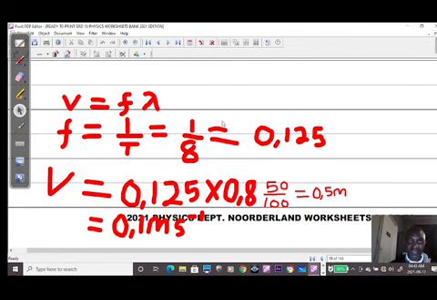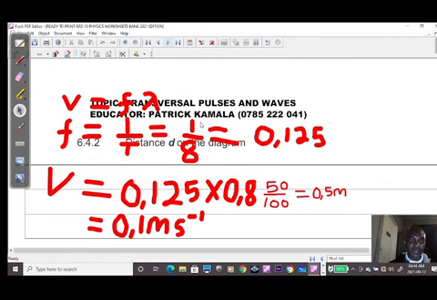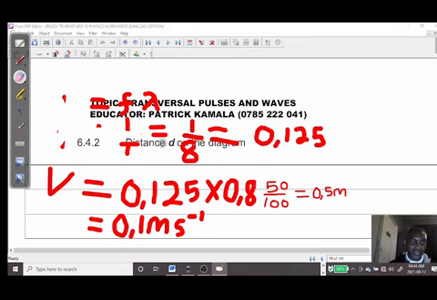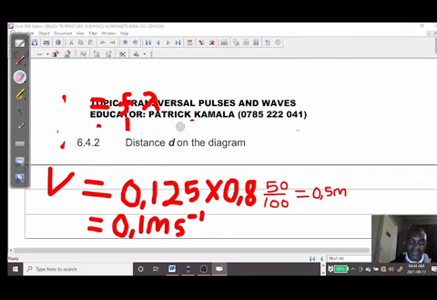Okay, now next page I have, let's say first this one here. Now here the question continues to say, calculate the distance d on the diagram. Calculate what? The distance d on the diagram. Now our distance d, I don't know if you remember, but let us find out the distance d.